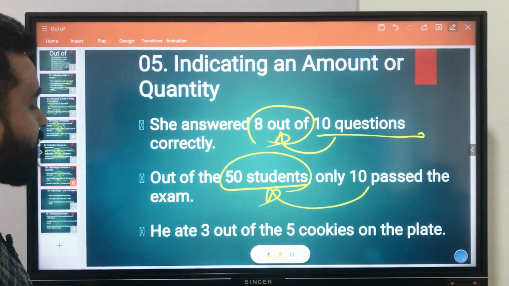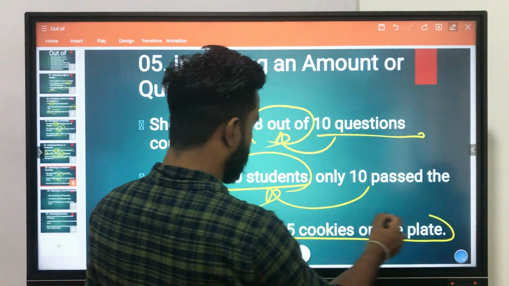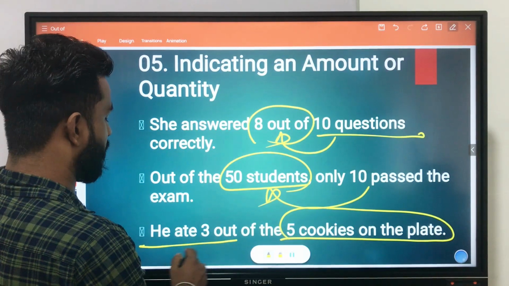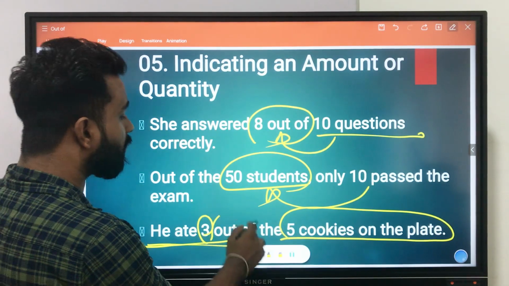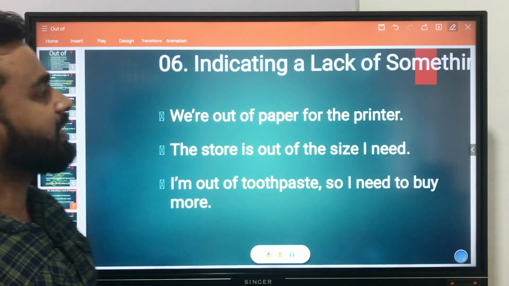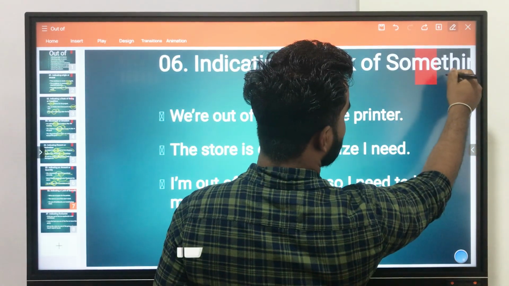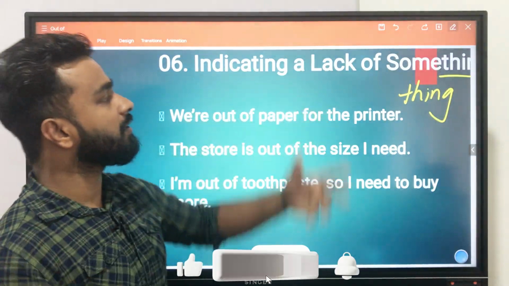Next one, he ate 3 out of the 5 cookies on the plate. There were 5 cookies on the plate. He ate 3. Out of the 5 cookies, he ate 3. The next usage, indicating a lack of something.